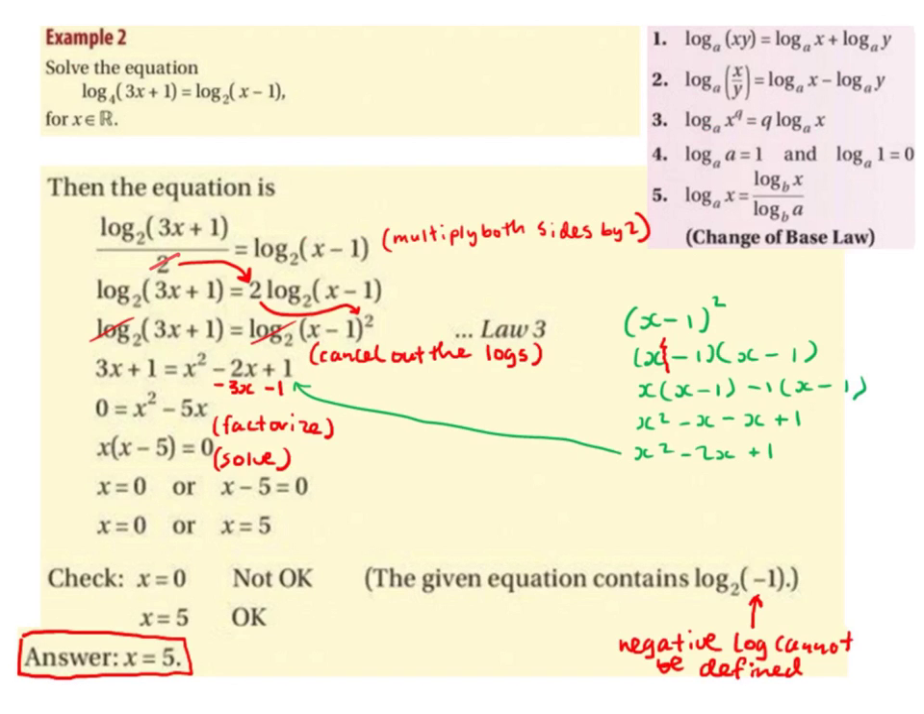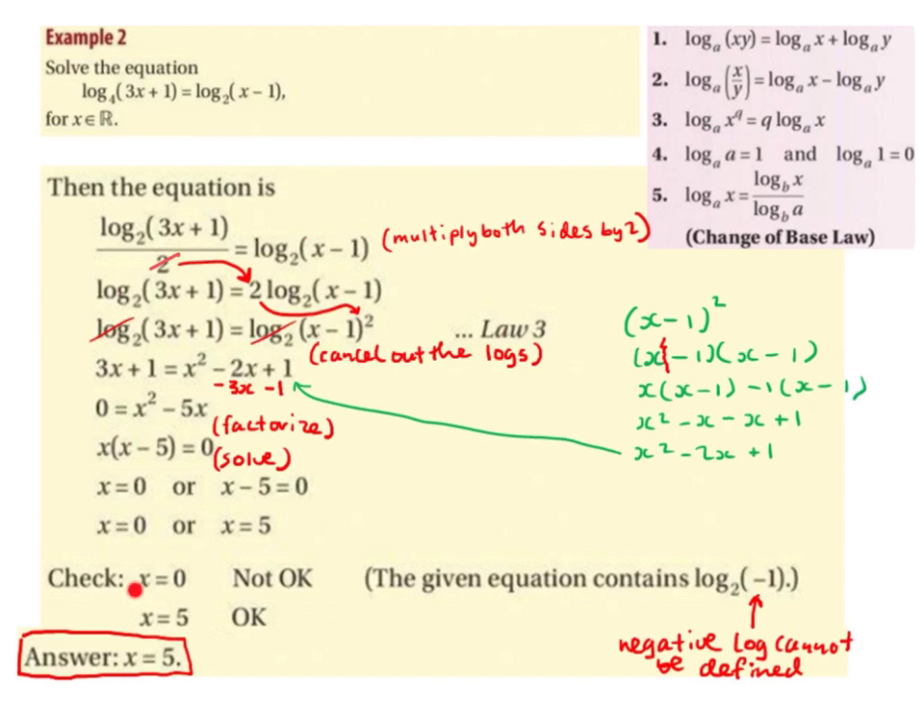Now I'm going to let what's outside the bracket equal 0, so literally just x is equal to 0. So I found one of my x values. And then I'm going to let what is inside the bracket equal to 0. So x minus 5 equals 0. So x is going to equal positive 5. Now I found two values of x, but I need to check will either or both of them work.